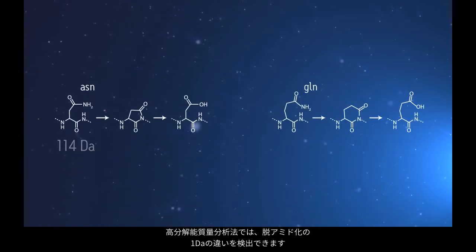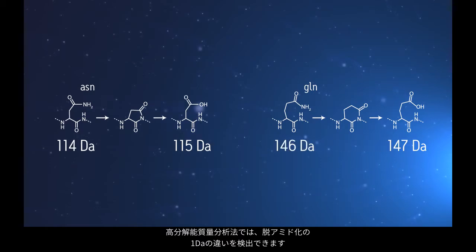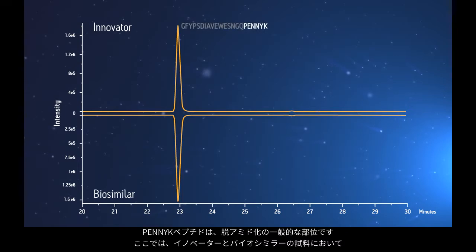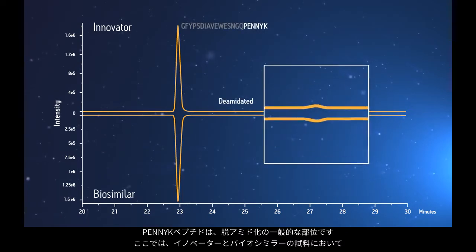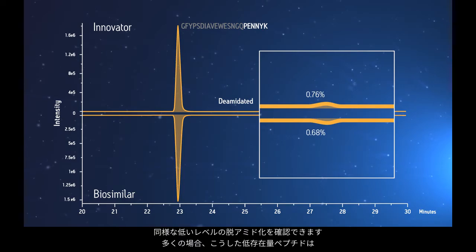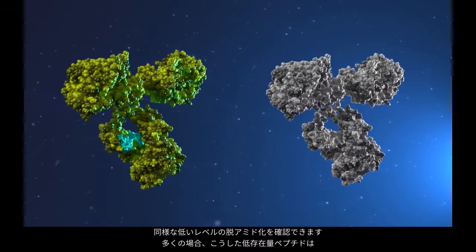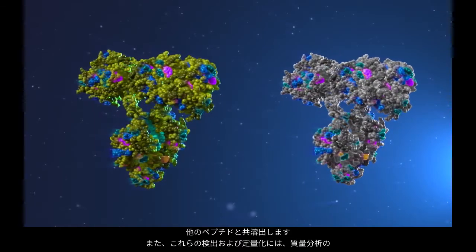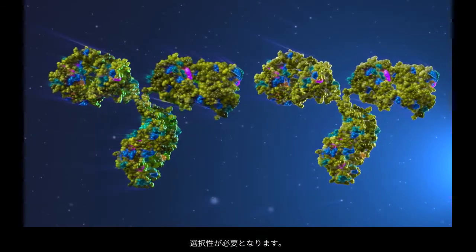High-resolution MS allows us to detect the single Dalton delta of deamidation. The PENK peptide is a common site of deamidation. Here we observe similar low levels in innovator and biosimilar samples. These lower abundance species often coelute with other peptides, and the selectivity of MS is required to detect and quantify them.